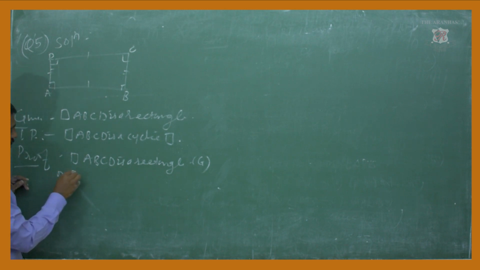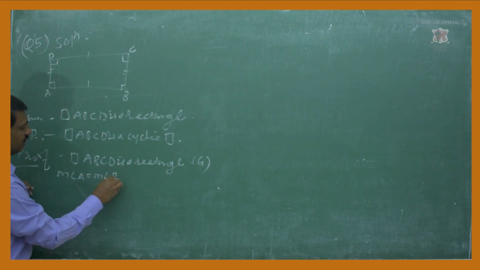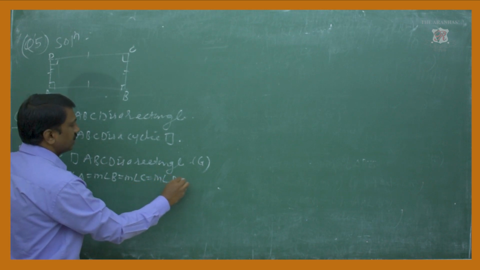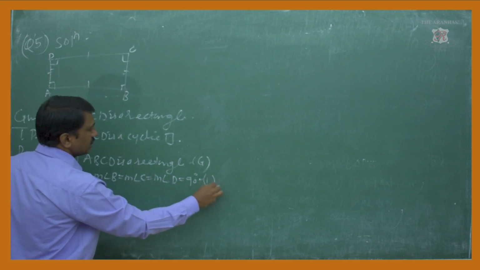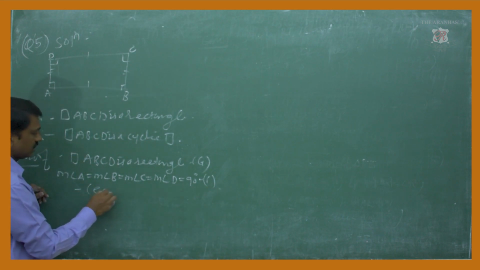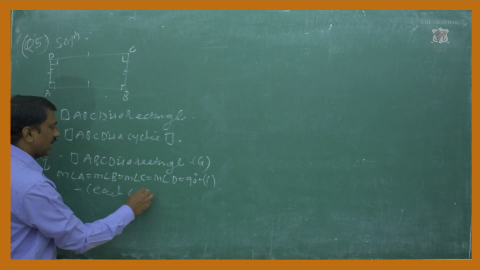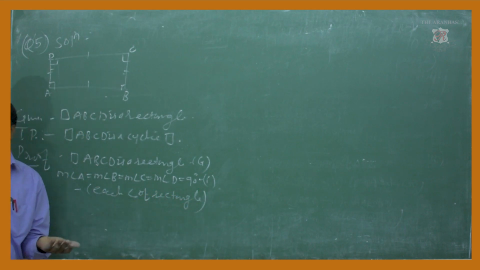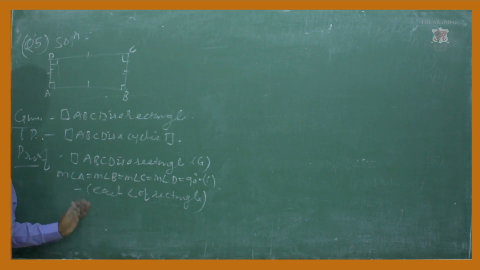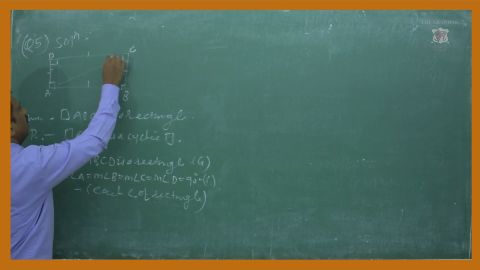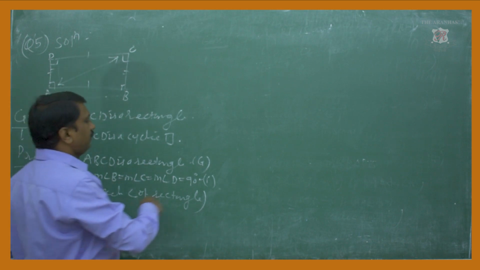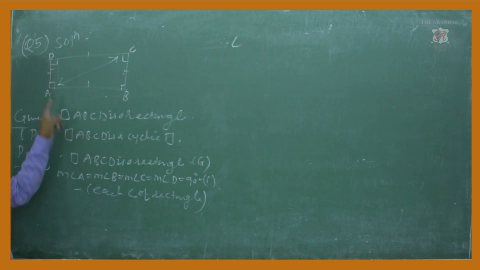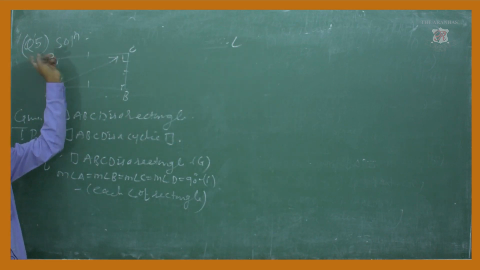So let's see, the measure of angle A equals the measure of angle B, equals the measure of angle C, and also equals the measure of angle D, which equals 90 degrees. This is the first statement. The reason: each angle of a rectangle is a right angle. Then we will apply this property. Take any opposite pair and substitute the values. So we mention angle A is 90, angle B is 90, angle C is 90, and D also.